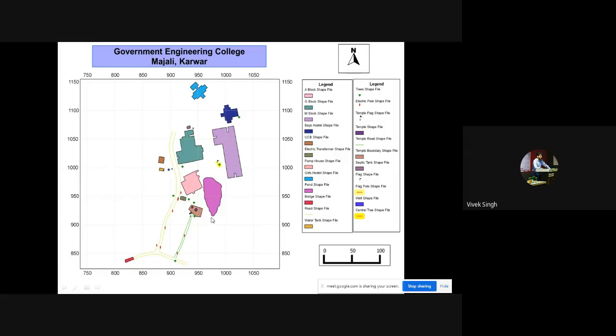We collected all the points using Total Station, and then we came to the classroom. We used QGIS to input all the points, and we got this map from QGIS. So it created this map just by using those coordinate points which we collected using Total Station.